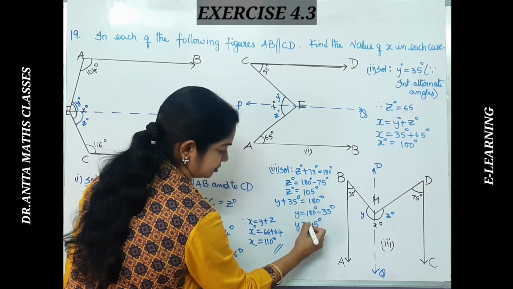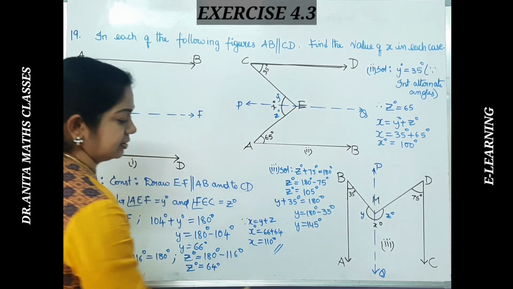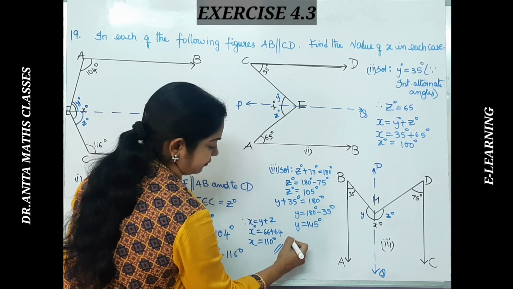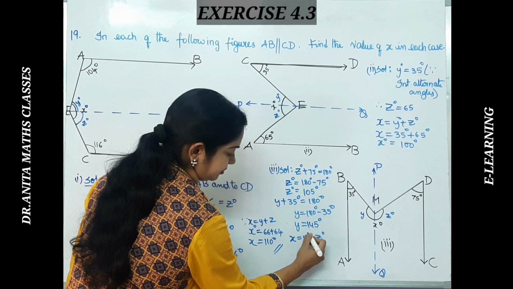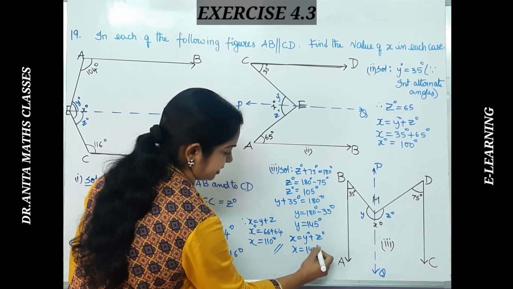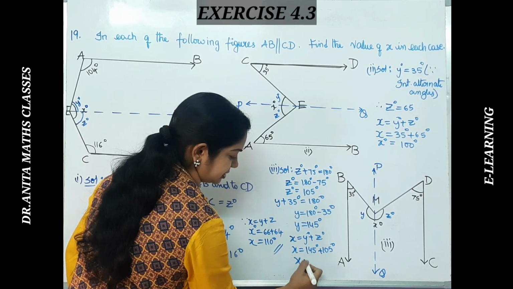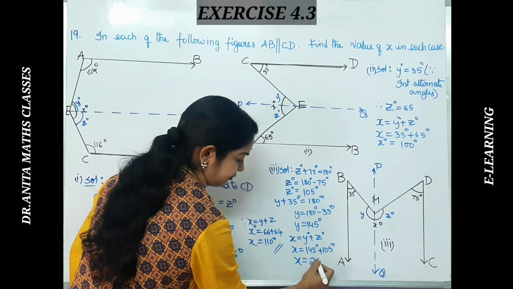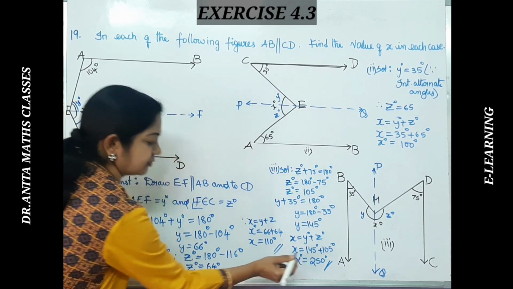Okay. So 145, right? So here this is equal to 180. Therefore, we have X is equal to Y plus Z. X is equal to, what is the Y value? So 145 plus 105. So that becomes X is equal to 250 degrees. X degrees is equal to 250.